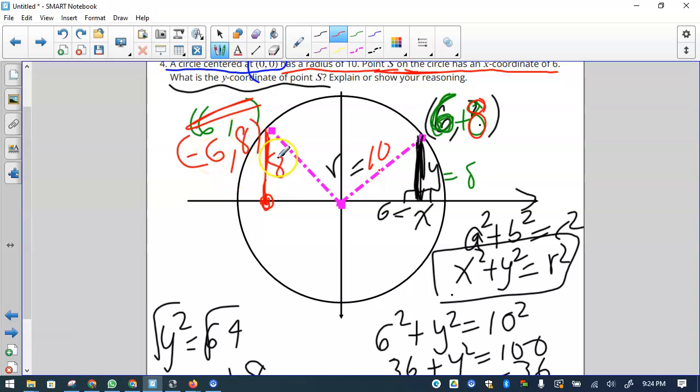So 8 is the height. So this is 8, this is also 8, but the x coordinate, because this is on the left side, is minus 6. So that's why minus 6. So I hope that takes care. Okay. That's it. This is all I wanted to do for task 1, task 2, and task 3.